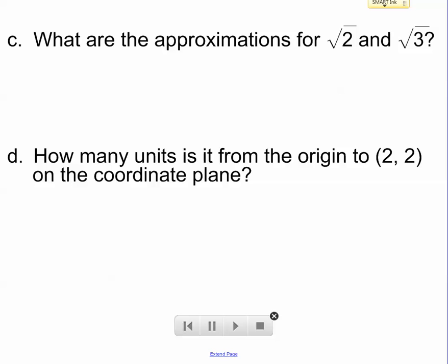All right, here we go. What are the approximations for the square root of 2 and the square root of 3? Well, square root of 2, I'm just using a calculator, it's about 1.41. And the square root of 3 is about 1.73.